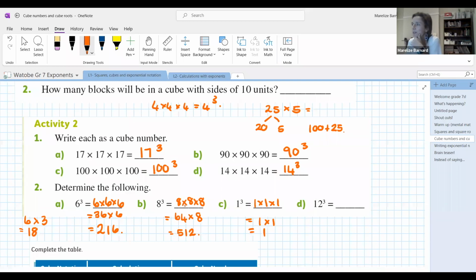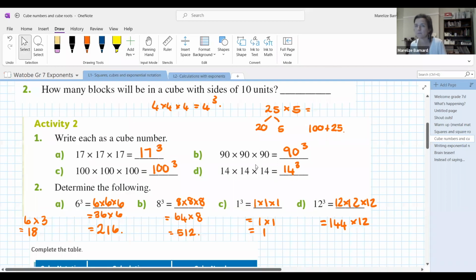Okay, and then last one, 12 cubed, 12 times 12 times 12. So 12 times 12 is 144, times by another 12, what do we get? 1,728, some people say. So 144 times by 12.